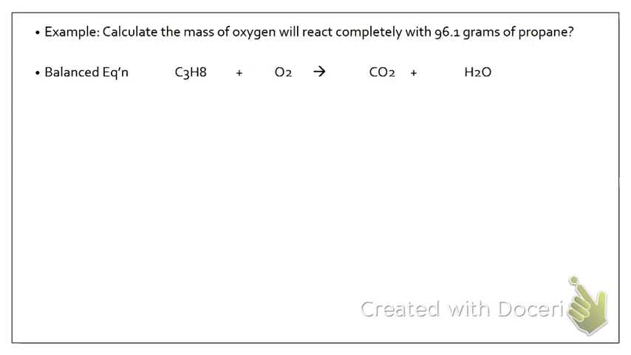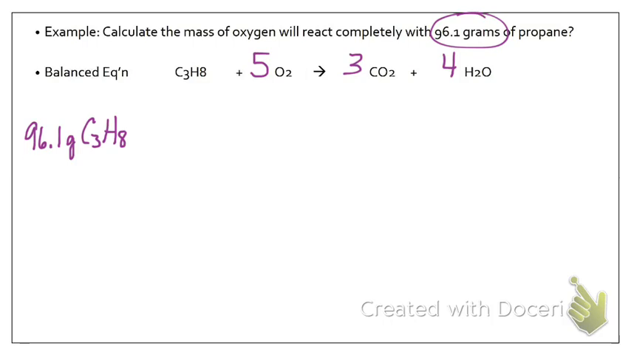Okay. So here we have propane being combusted. So we need to balance that. So let's start with that. How do I balance that? 5O2, 3CO2, 4H2O. Correct. 5, oops, that's a terrible 5. Let's do that again. 5, 3, and 4. And we have 96 grams of propane. So we're going to do 96.1 grams of propane. What's my next step?